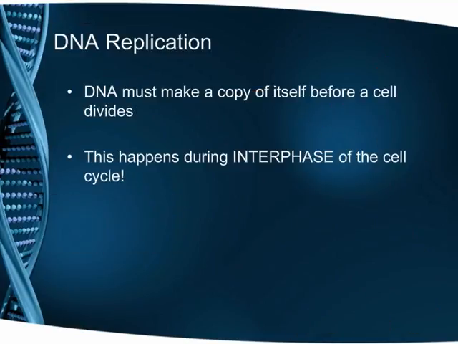We're now going to go over how DNA makes a copy of itself. This is called DNA replication. You have an area for DNA replication on your graphic organizer. Please go ahead and write just underneath the words DNA replication. DNA must make a copy of itself before a cell divides, and this happens during interphase of the cell cycle. You can write that in right at the top beneath the words DNA replication.